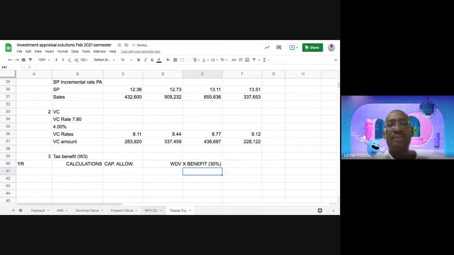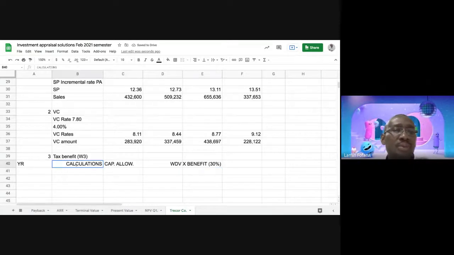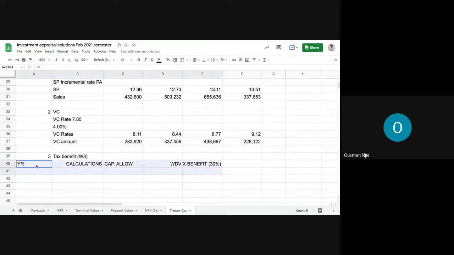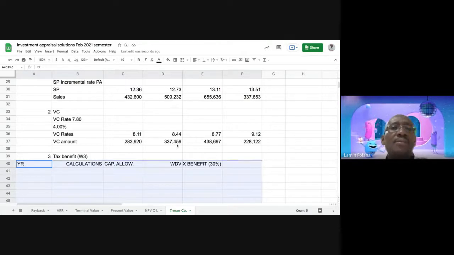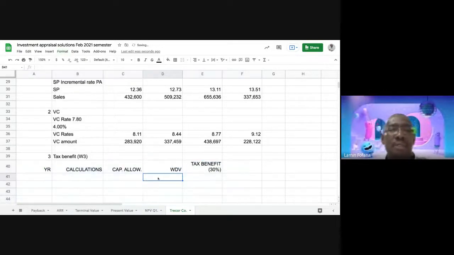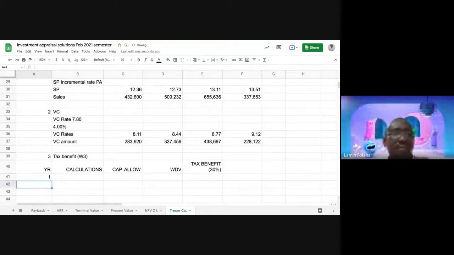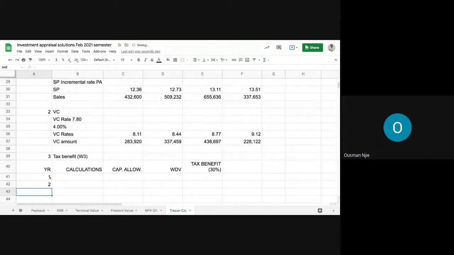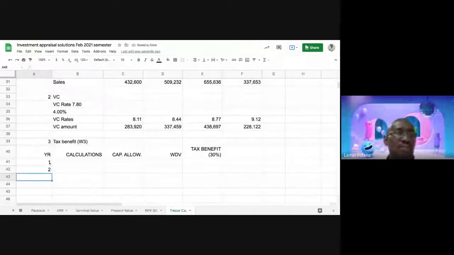Okay, close this. Is it clear, everyone? Yes. Excellent. Right, we're going to align this to the right, and format it so that we wrap it. So this is our tax benefit calculation. It's going to be for how many years? What's our project lifespan? 4 years. So everything will be based on 4 years.